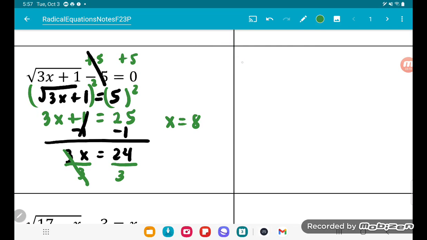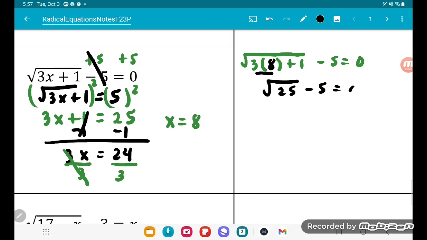We're going to take 8 and plug it in, or replace x with 8. 3 times 8 is 24, plus 1 is 25. The square root of 25 is 5. 5 minus 5, is that 0? Yes. So again, x has to make the radical equation true in order for it to have a solution. So for example C, the solution is 8 for x.